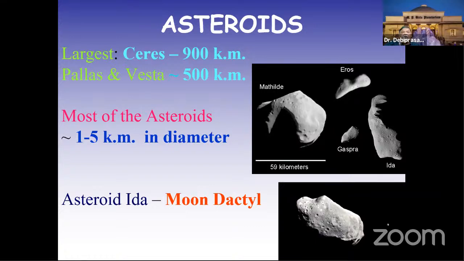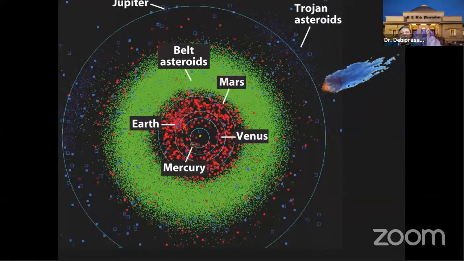And starting from 1801 till today, thousands and thousands of pieces of rock, 10, 20, 30, 40 kilometers, have been discovered between the orbit of Mars and Jupiter going around the Sun. They are called asteroids. This picture gives you tremendously important information. Here, each green dot is a discovered asteroid, and each red dot is called an Apollo asteroid because their orbit intersects the orbit of Earth. So as they're going around the Sun, at any point of time they can come and hit the Earth.